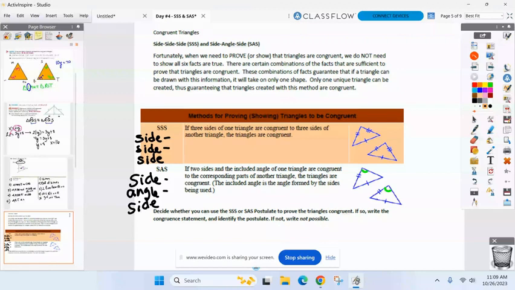And guess what? SSA is never going to work. The angle has to be in between. If that angle's not in between, they are not congruent. Don't automatically think two sides and an angle, you're good. The angle's got to be in between the sides. Good? Okay, let's test these out now.